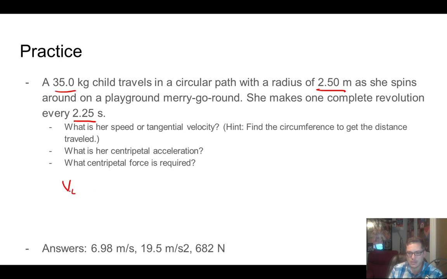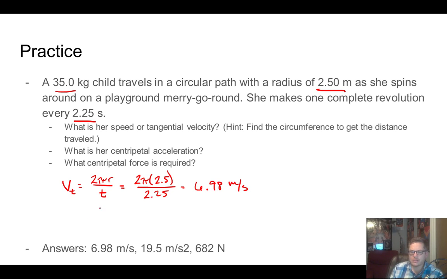We know from earlier that tangential velocity is equal to 2 pi r over t. So 2 times pi times the radius of the circle, which is 2.5, over the time, which is 2.25. We can plug all that into our calculator: 2 times pi times 2.5, divided by 2.25, and we get 6.98. Remember our sig figs, 3 sig figs, and velocity is in meters per second. So 6.98 meters per second.